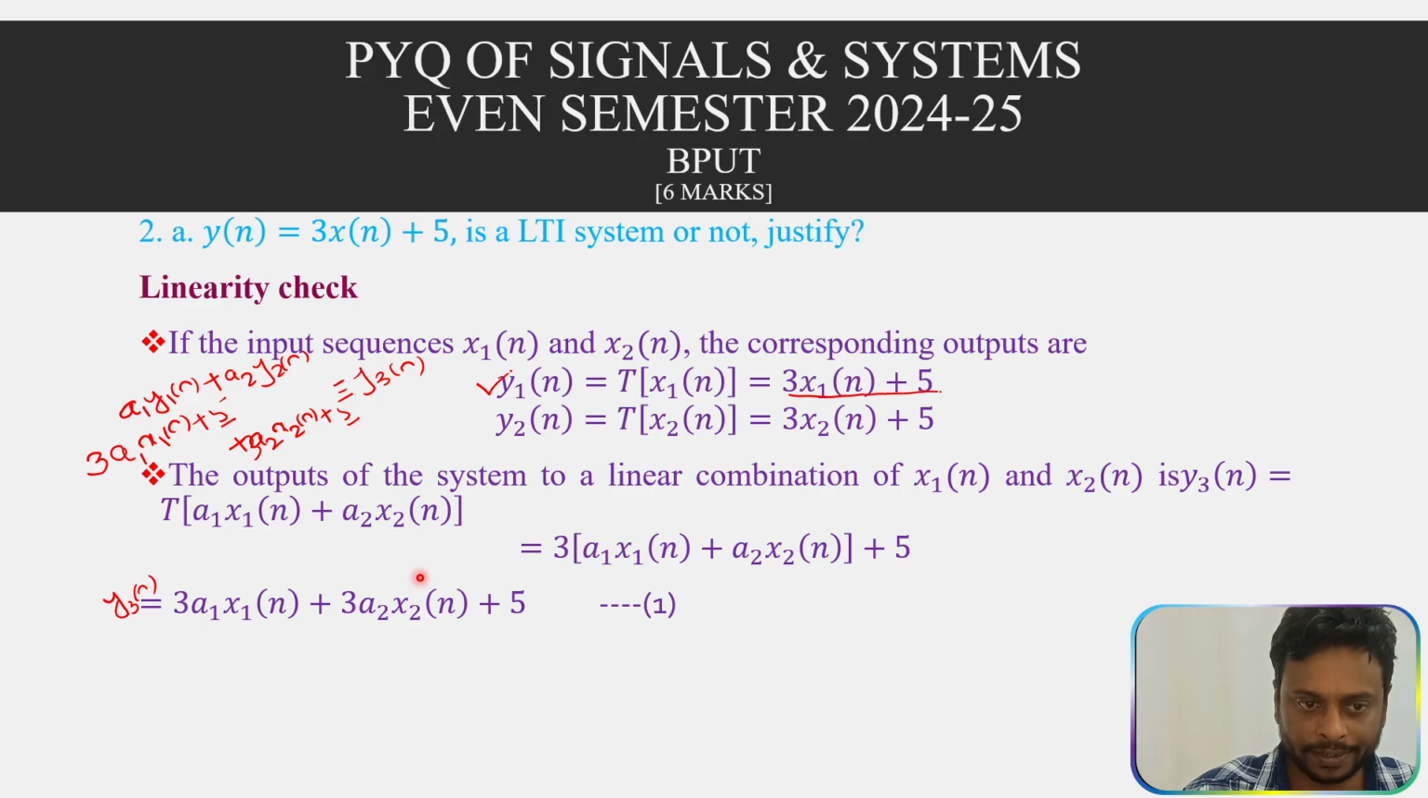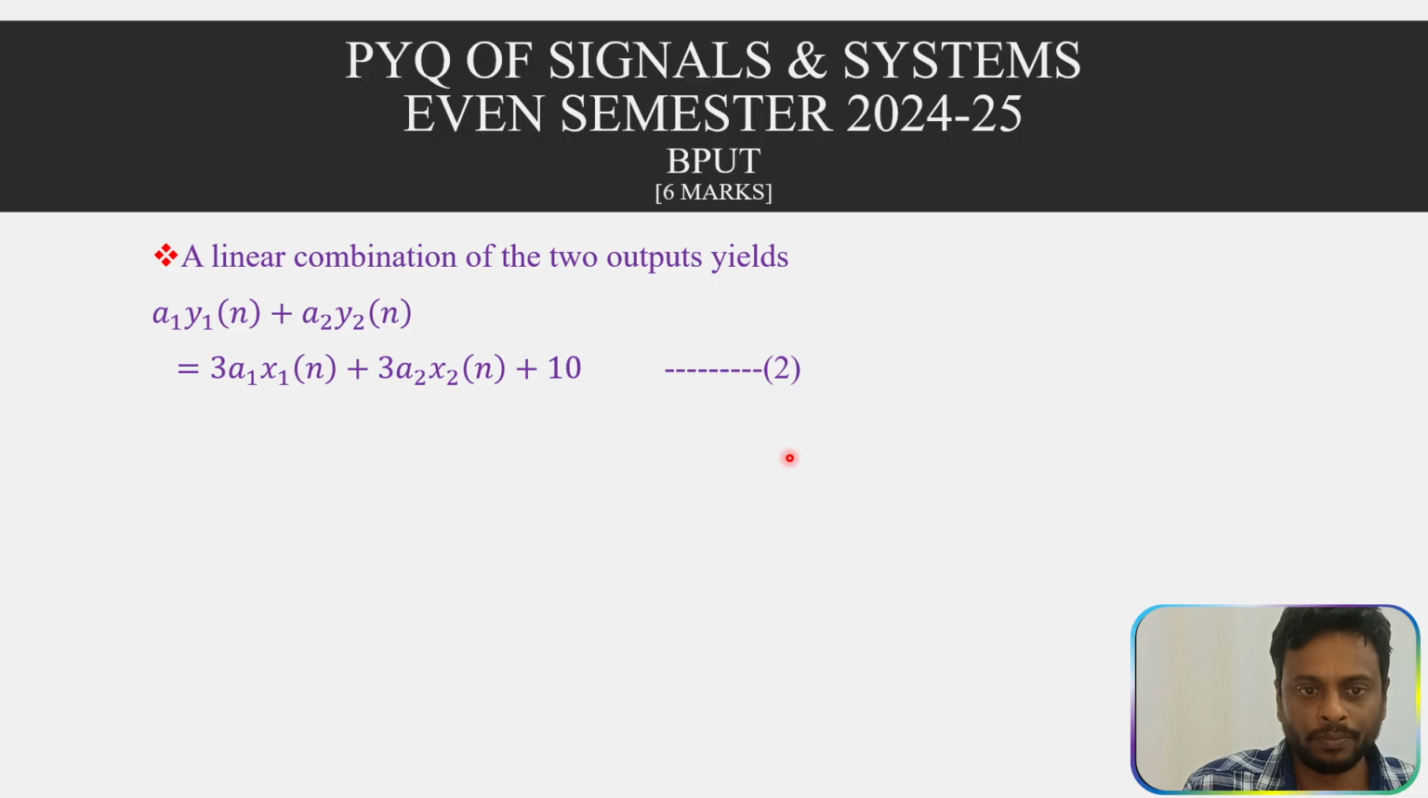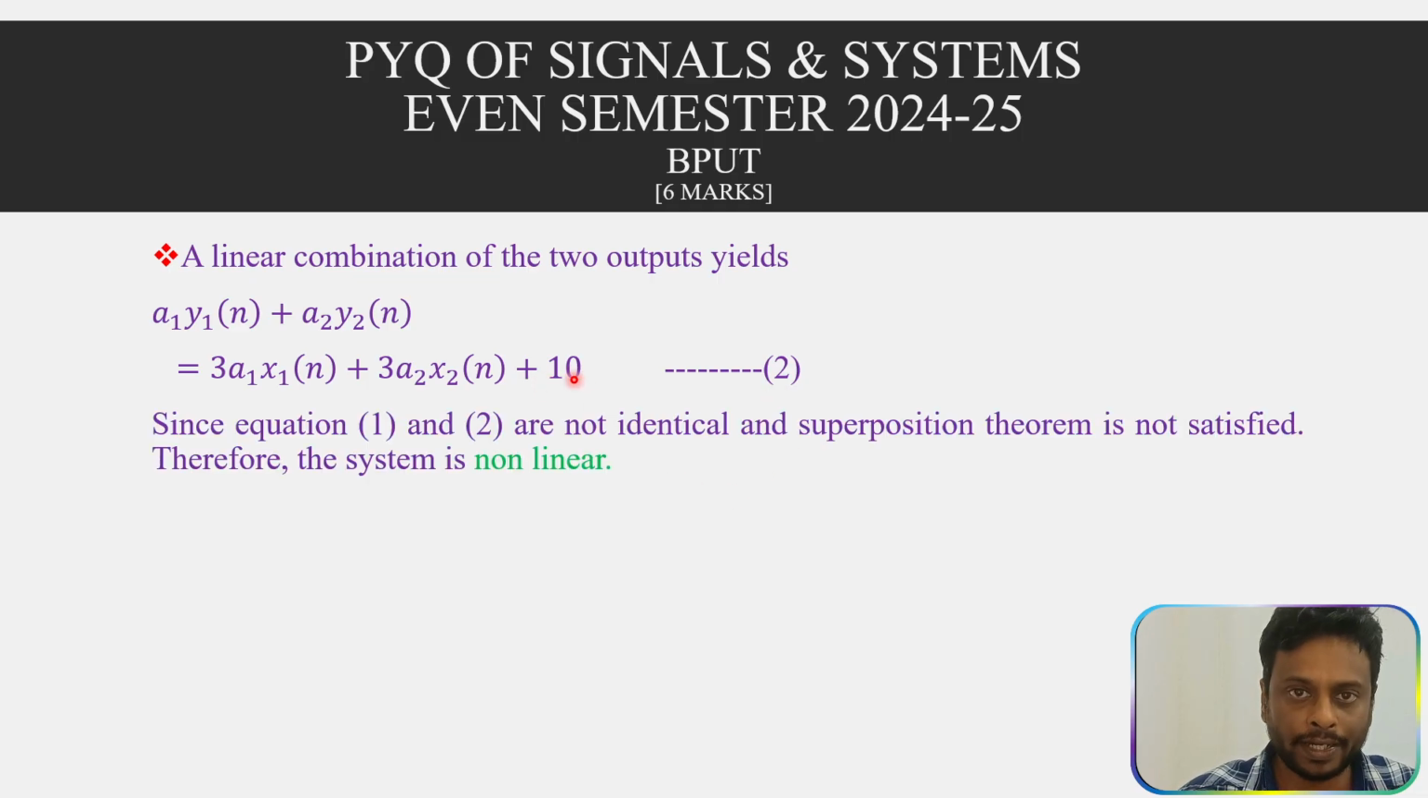Let us check that once again. The linear combination of the two outputs yields a1 y1 of n plus a2 y2 of n, which has plus 10. That is why equation 1 and equation 2 are not identical. Therefore, the superposition theorem is not satisfied and the system is non-linear. In this case, it is not LTI because it is not linear.